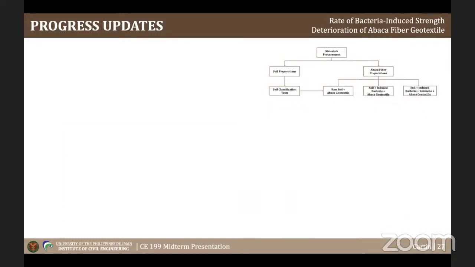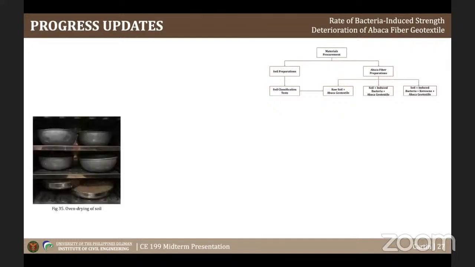Now, considering both the control and experimental setups, the soil specimens were oven-dried to remove any naturally occurring bacteria present. The soil was then placed in 3 separate plastic containers. The first container was set aside since this contained the control setup. Now the raw soil, to be embedded with abaca geotextile, was placed in the second container. On the other hand, the third container was used to hold the soil induced with bacteria.